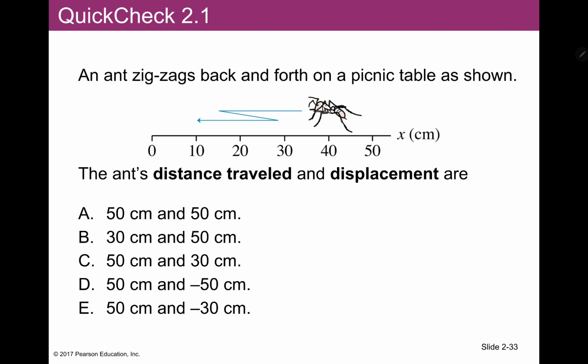An ant zigzags back and forth on a picnic table as shown. We need to find the ant's distance traveled and displacement. First, let's do distance. I think its initial position was 40. Then it moves 25 centimeters to the left, sorry. Then it goes back, so it was here at 15, so 15 centimeters it goes to the right. Then it moves to the 10, so it's 20.